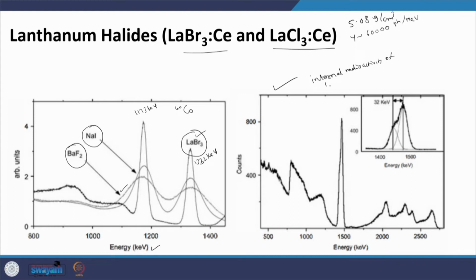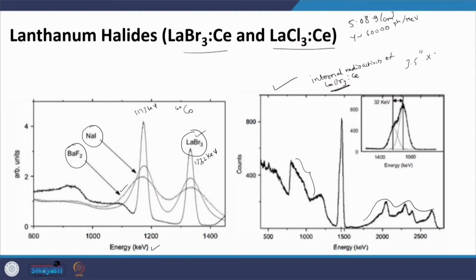As I said, the contaminants like actinium emit alpha and gamma rays, especially around 1.4 MeV and in this region and beyond 1.4 also. So, this radioactivity from the contaminants present inside the lanthanum bromide crystal becomes a significant source of background. One has to take care of this background as well, even though the detector is shielded properly.